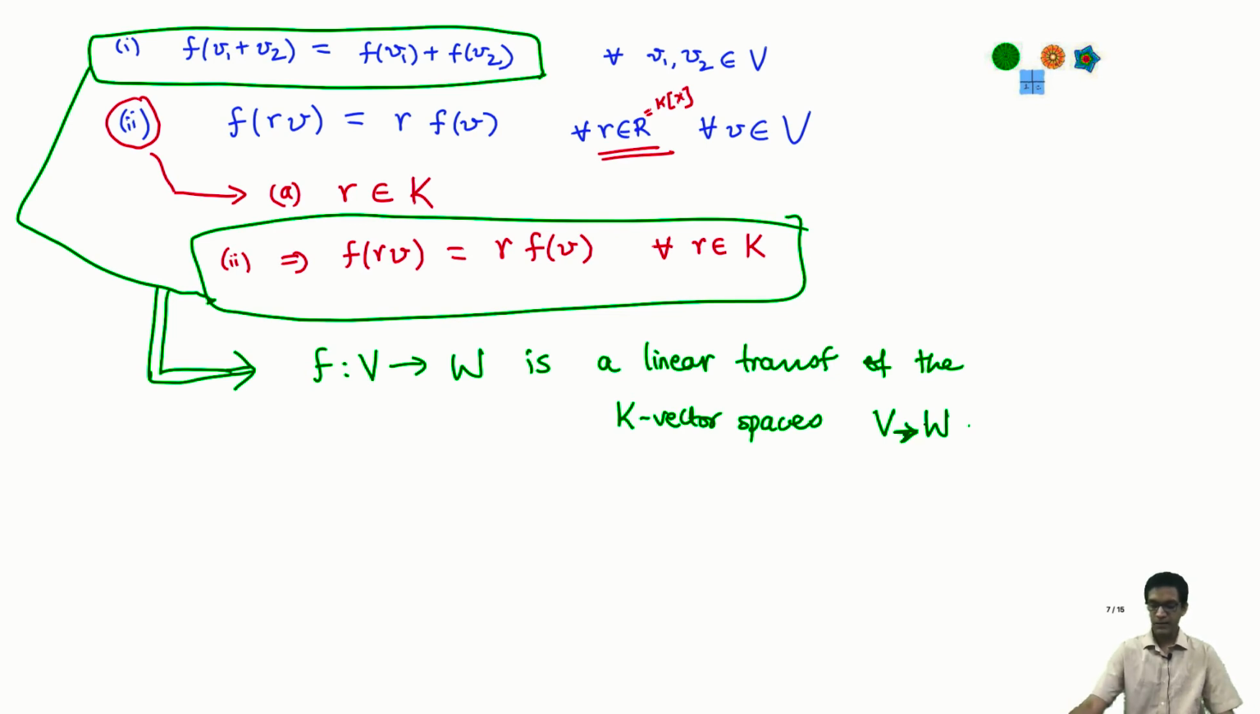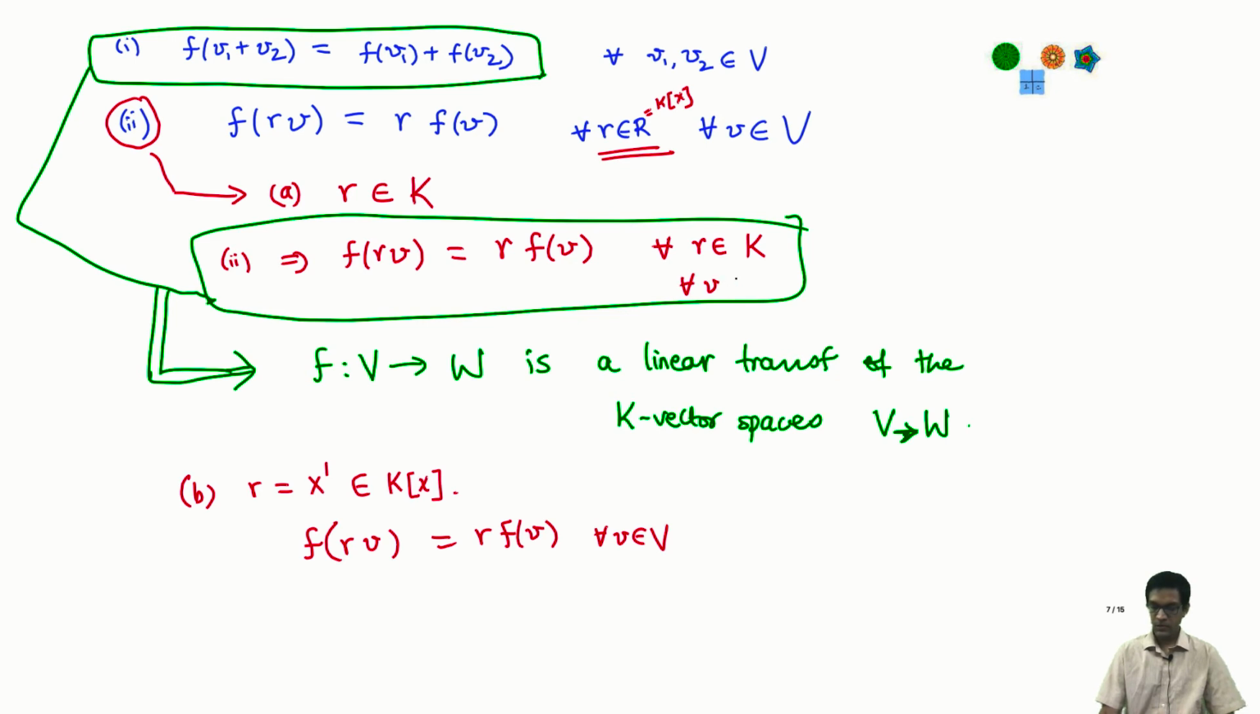Okay, so that's only part of the data. We haven't used the full force of the hypothesis. We have concluded that at the very least f is a linear transformation from V to W. Now let's do still more. Let's also take the polynomial x here. So far we have taken r to only be the constant polynomials. So case B, for r I will take the polynomial x to the power 1, or x. This is of course a valid choice of scalar, it's an element of the ring. So now I will plug this in and see what I get. Remember, f of rv is the same as r f(v) for all v in V.